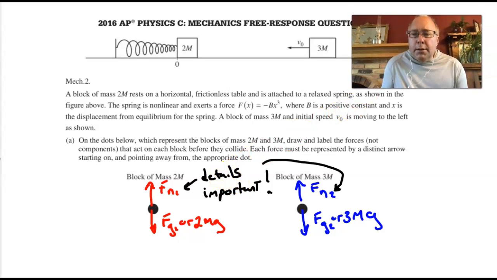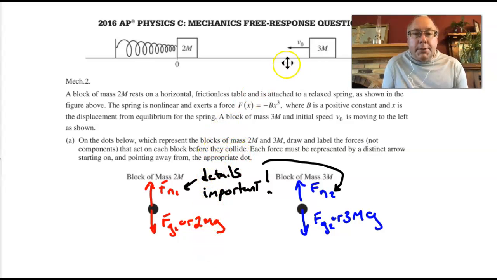So you've got to make hay where the sun shines on some of the easier ones for sure, in case you get stuck on some of the tougher ones. So hopefully you've had a chance to try the problem. Let's go through it and take a look. The scoring guide is below too.